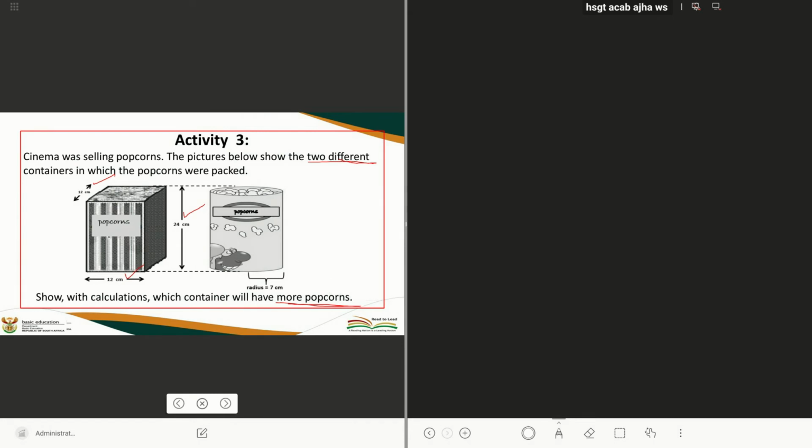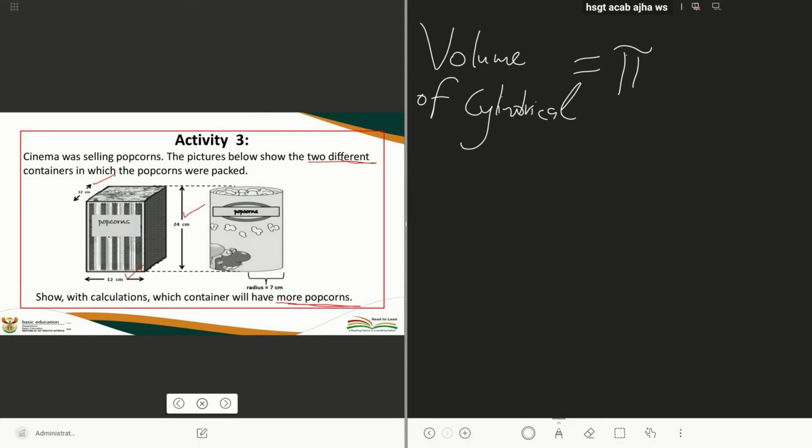The volume of a cylinder, or a cylindrical container, is equal to what? It is equal to pi r squared h. So what happens here is pi multiplied by the radius, all of it squared, multiplied by the height.